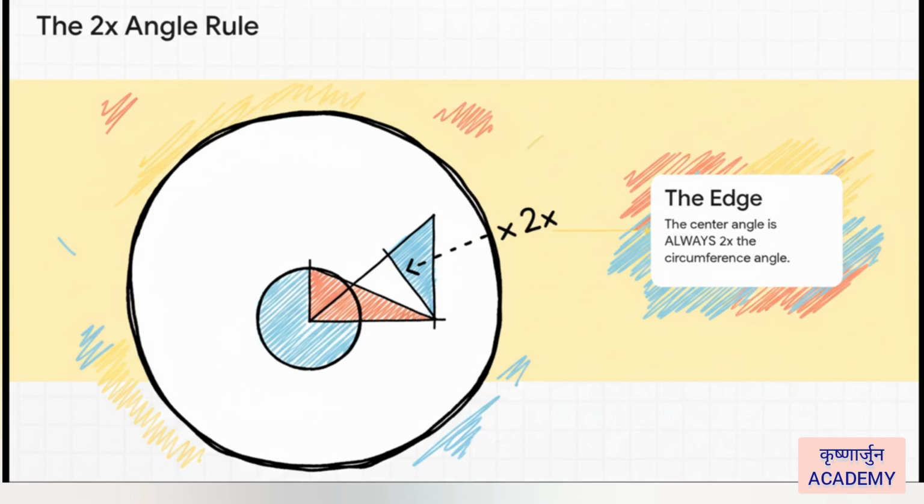Okay, look, you've got an arc, right? It forms an angle right there at the center. Now that same arc also forms an angle way out on the circumference. And here's the magic rule. The angle at the center is always double the angle at the edge. So, if that angle on the circumference is, say, 30 degrees, the one at the center is guaranteed to be 60. It's that simple and that powerful.